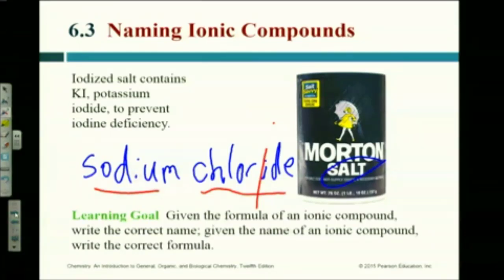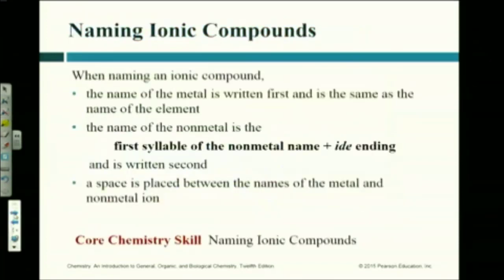You know a little bit of this, don't you? So, when naming ionic compounds, name the metal first, and it stays the same. It doesn't change, the name of the element. Then you name the nonmetal, and the nonmetal's name will change. The ending of it will change to end in -ide. So 2 words, metal, nonmetal, with the nonmetal ending in -ide. And we're going to practice.